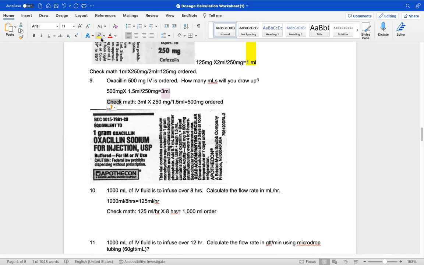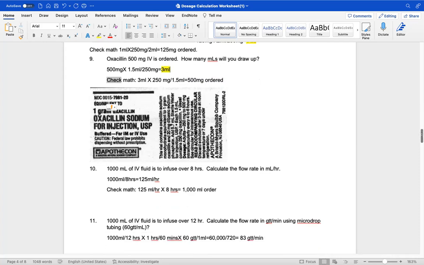Again, to check ourselves, if you like this method, if you do not, then just stick with that 3 mLs. To check our math, we're going to take our answer, that 3 mLs, and multiply it by that 250 milligrams divided by 1.5. That's going to give us that 500 milligram ordered dose up here, which helps us to confirm that 3 mLs is the amount that we are giving.